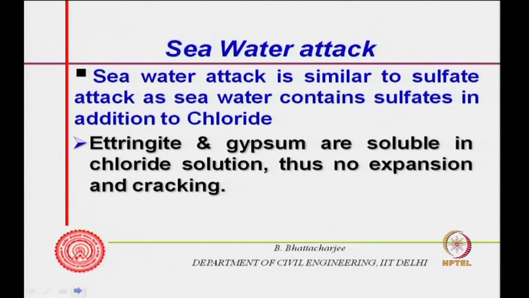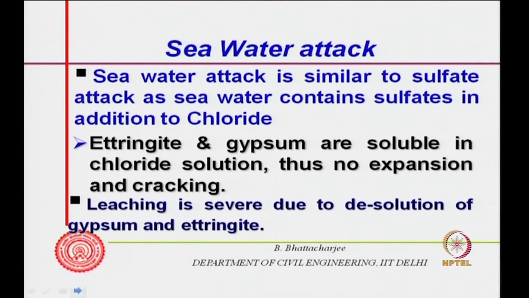So, if you have sodium chloride solution, which is the seawater, the ettringite and gypsum that would form within the concrete will get dissolved. Therefore, there is no scope of actually expansion and cracking. The action is slightly different, although you have the same sulphate, because now the sodium chloride solution will dissolve this ettringite, but results in what? Leaching.